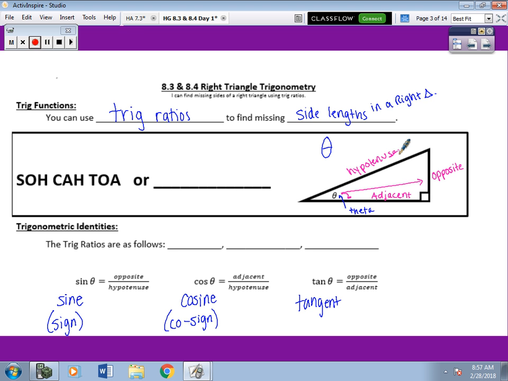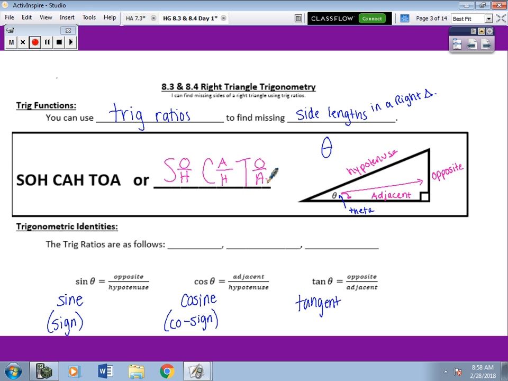Okay, so the trig ratio SOHCAHTOA, I like to write it like this. The sine function is our SO. Sine is opposite over hypotenuse. The CAH in SOHCAHTOA is adjacent over hypotenuse. And the TOA tells us that tangent is the opposite over the adjacent. So this is just an acronym to help you remember what goes over what when I see sine, cosine, or tangent.